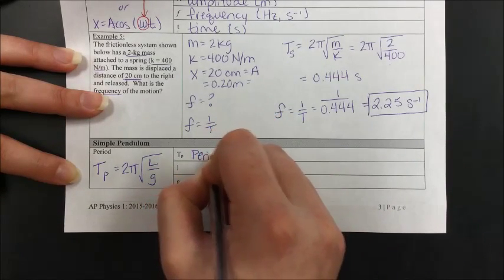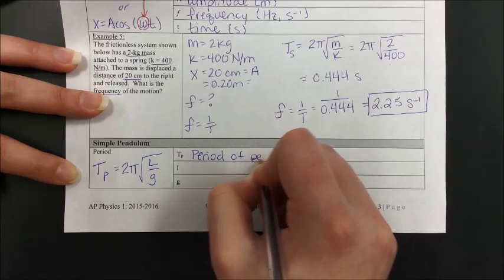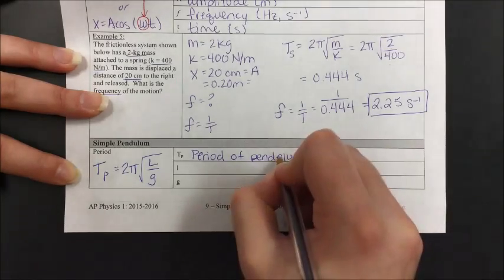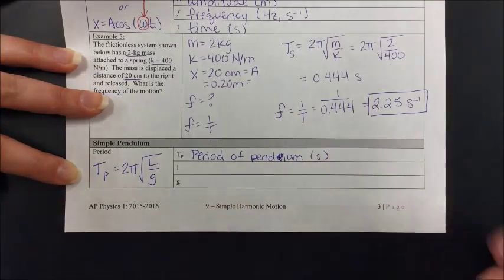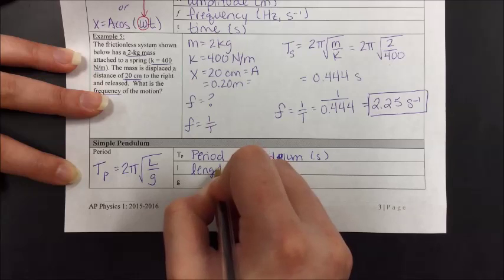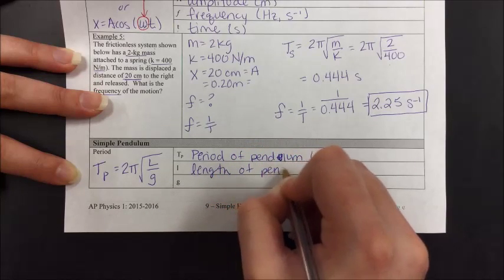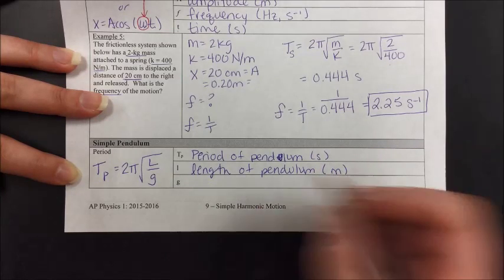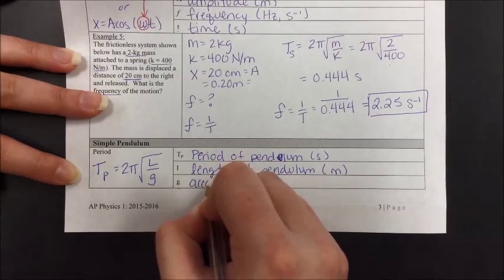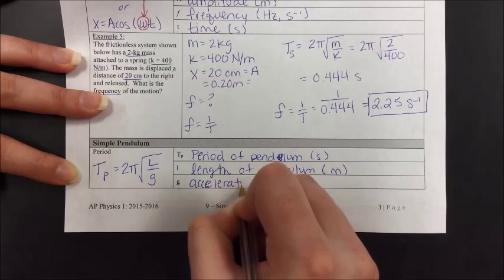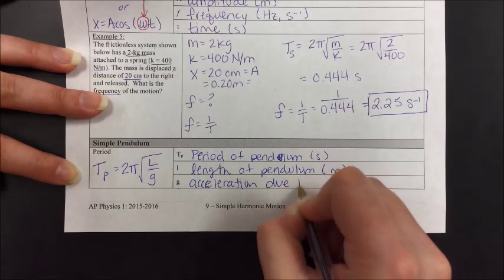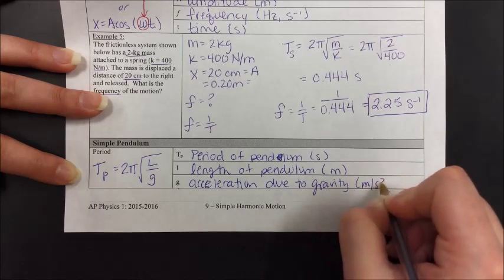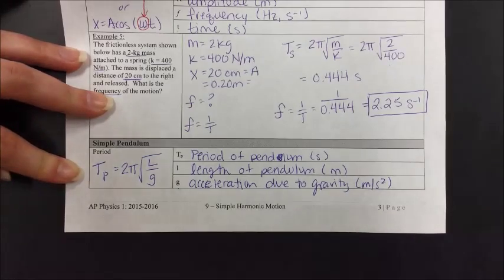Okay, where T is the period of the pendulum in seconds. L is the length of the pendulum. So that's the length of the string measured in meters. And then G is going to be our acceleration due to gravity in meters per second squared, and that's our 9.8.